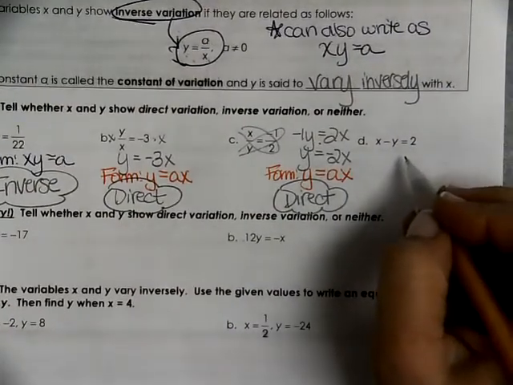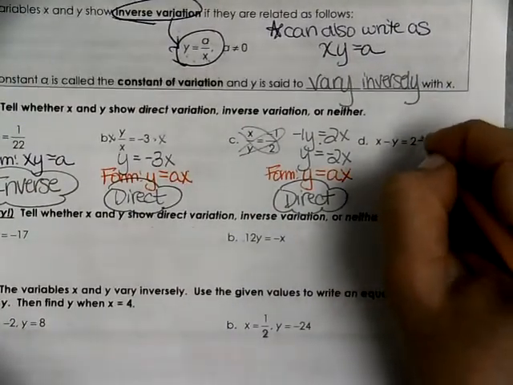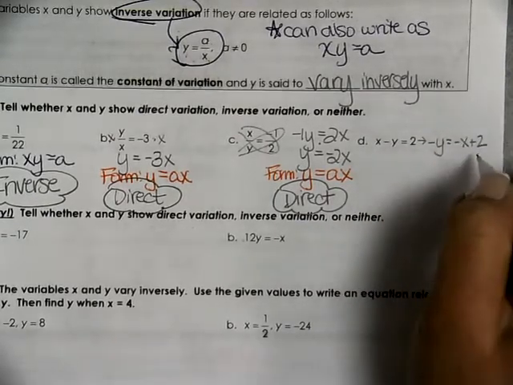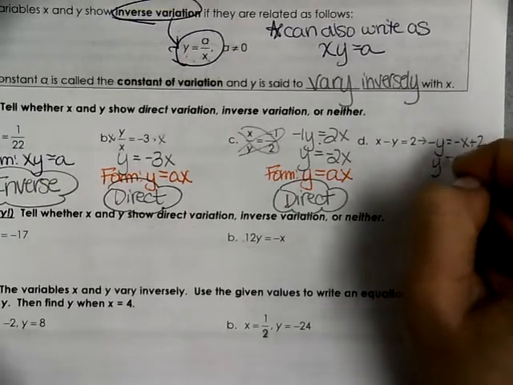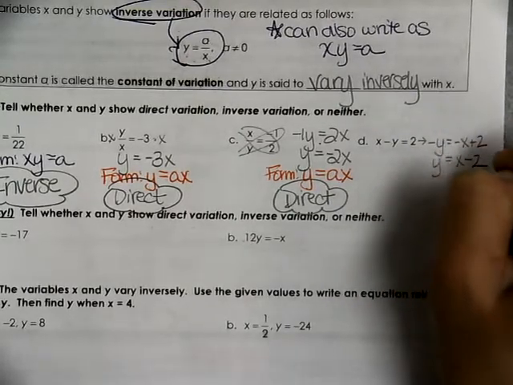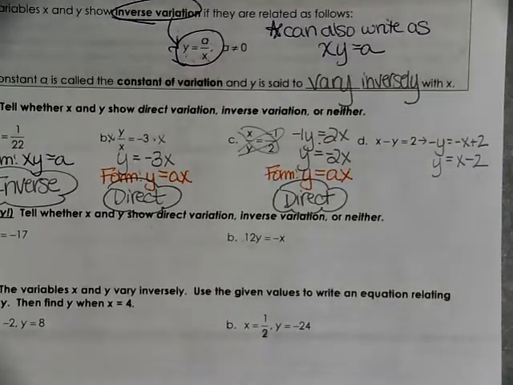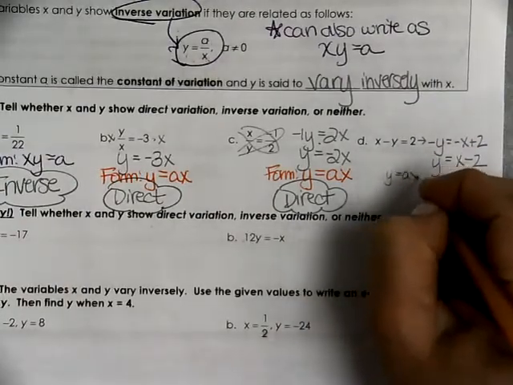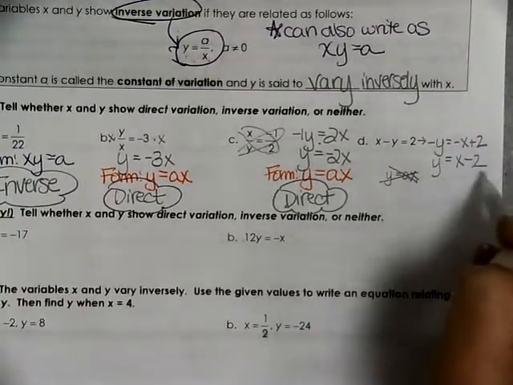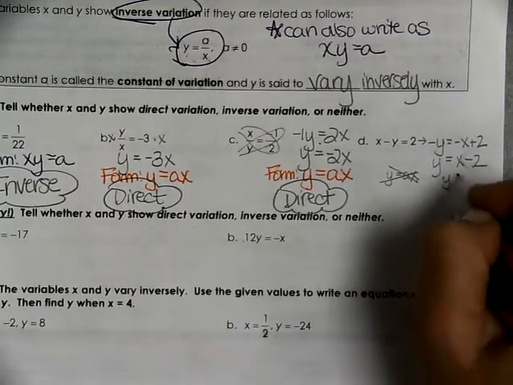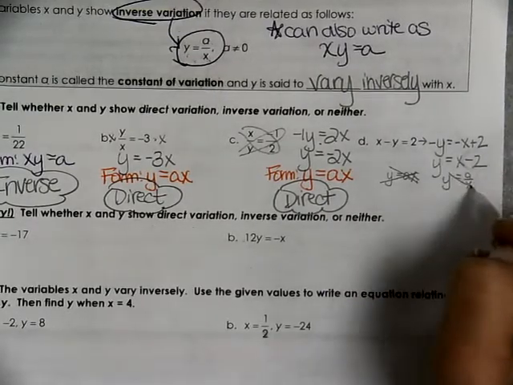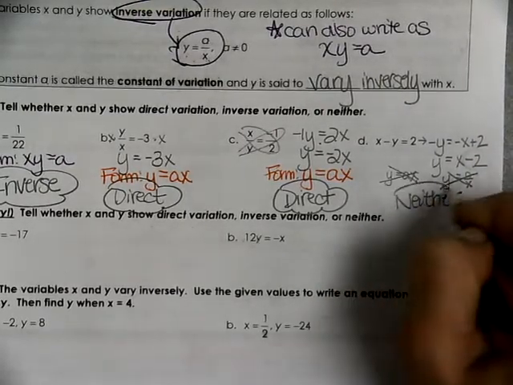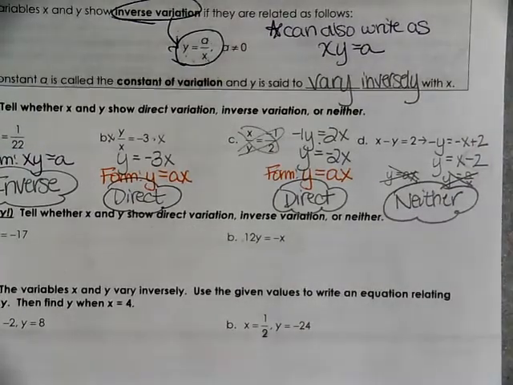What about letter D? All right, let's see. So if we isolate y, I could subtract x. So I get negative y equals negative x plus 2. I can divide, and I get y equals x minus 2 if I isolate y. Notice that it doesn't have the form y equals a times x because there's an extra constant. It doesn't have the form y equals a divided by x. So this is neither direct nor inverse variation.